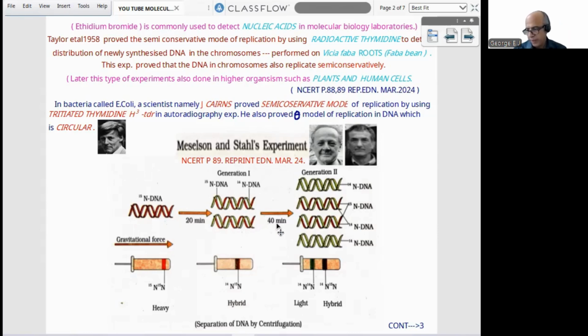Then after 20 more minutes, that is the second generation. So total time will be 40 minutes. With a 20-minute generation time, after 40 minutes, that is the second generation, we can find. These two will unwind.